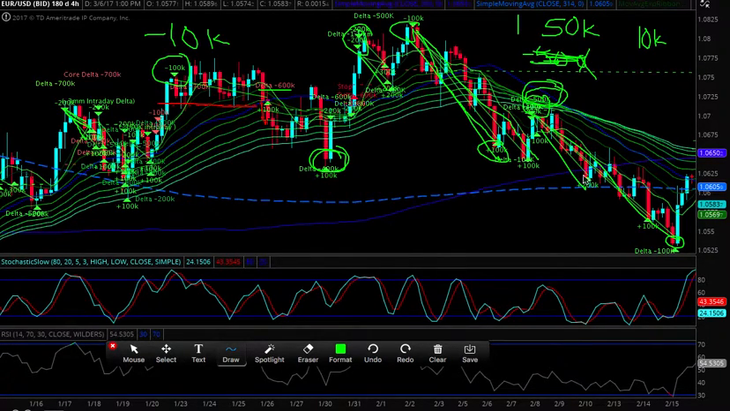And then look, cover 2 lots, 200,000. Cover another 1 lot. Cover another 1 lot. This is how you scale out of a trade. It's not just all in at one price and then picking random profit targets and hoping they hit them.